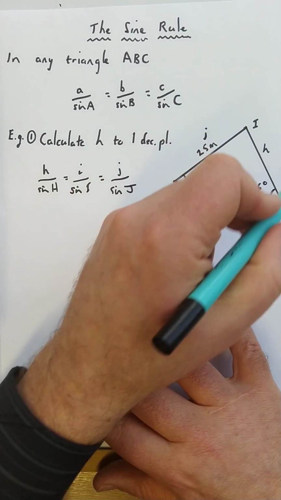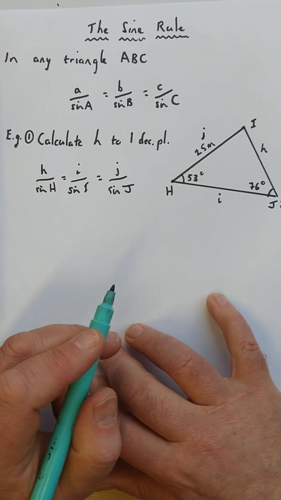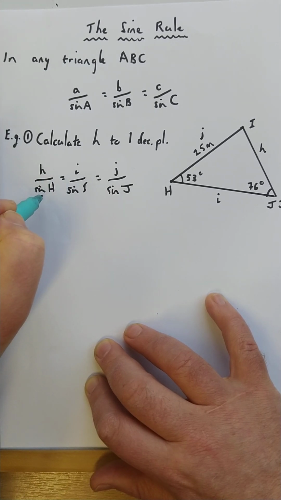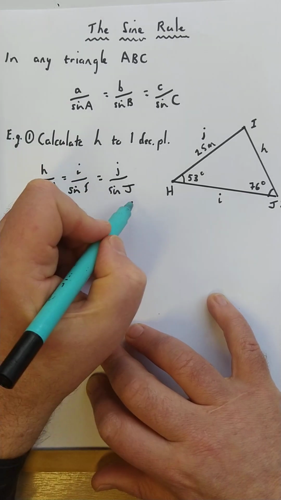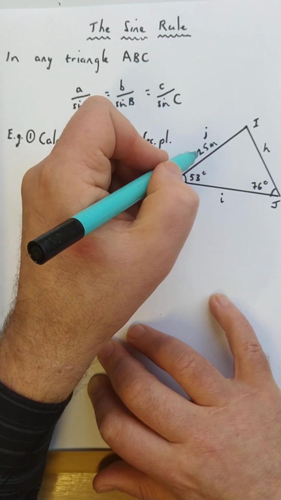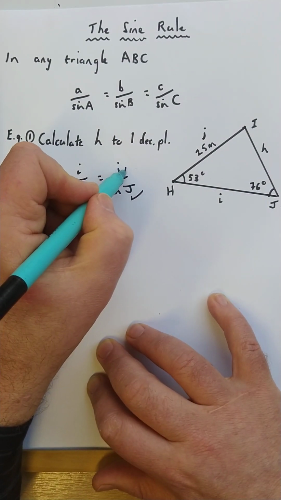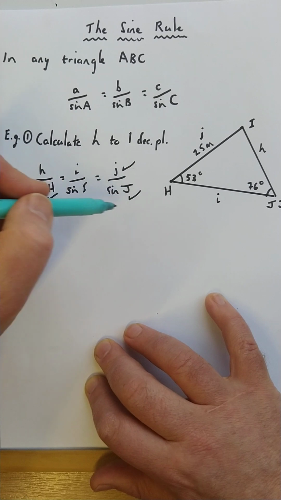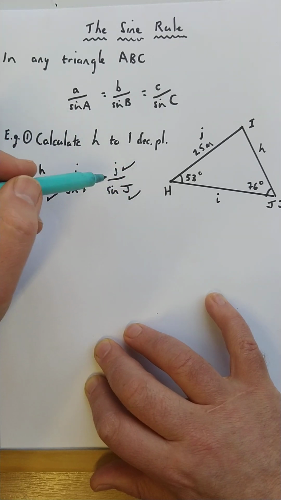Next step, from the triangle I'm going to take off the measurements that I know. I don't know h, I do know angle H, so I can take that. I know angle J, 76 degrees. I know small j, the side j, 25 meters. And I'm looking for a side and an angle that connect. So there's a connection there, they both have ticks on them.